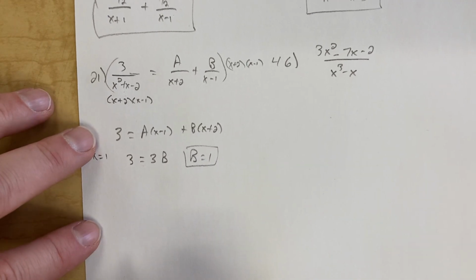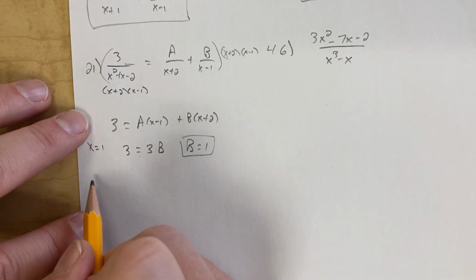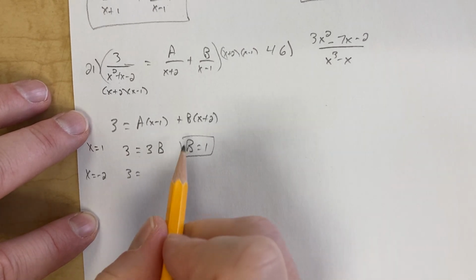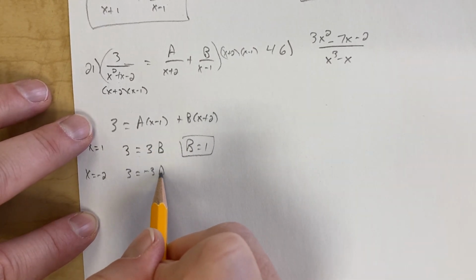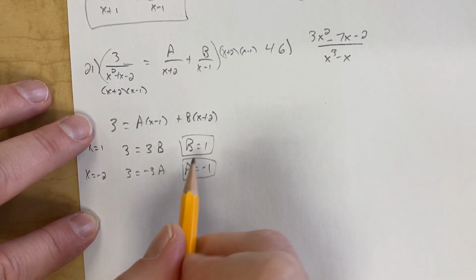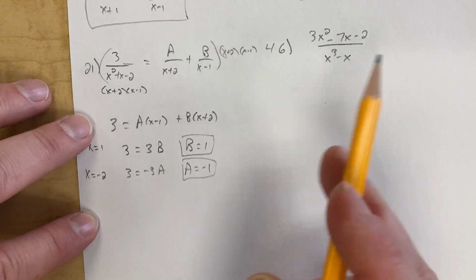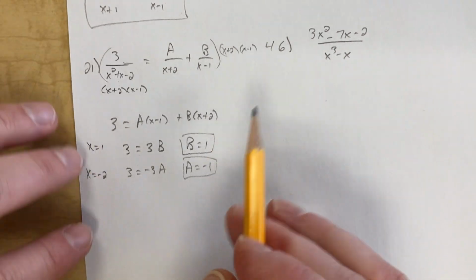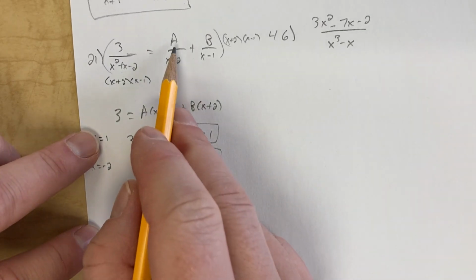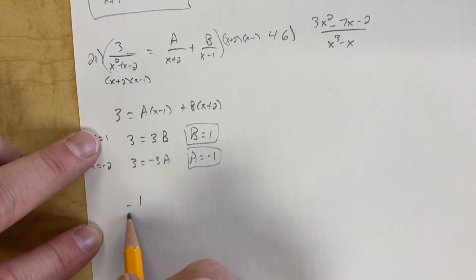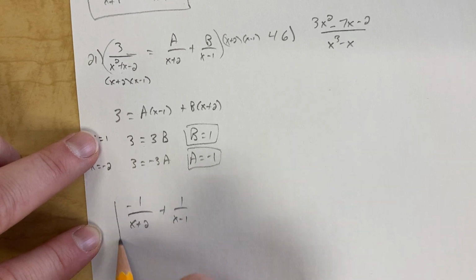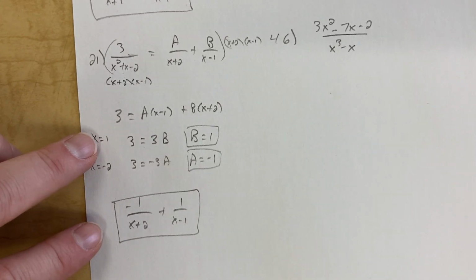Okay? Now let's put negative 2 in. So that'll give us 3 equals negative 3a, and then the b goes away, so a equals negative 1. Now these are just kind of coincidental that we keep getting this 1 and negative 1. So that doesn't always work out that way, but just in this particular case it did. All right, let's put those back in. A is negative 1, so negative 1 over x plus 2 plus 1 over x minus 1, and that's our decomposition for that.